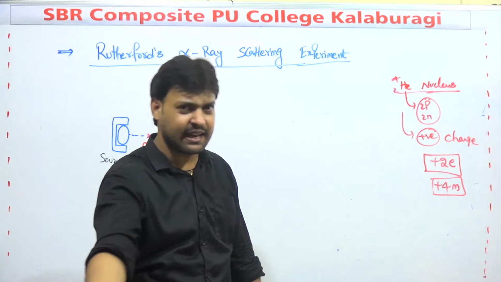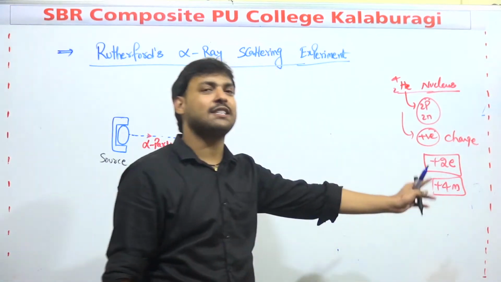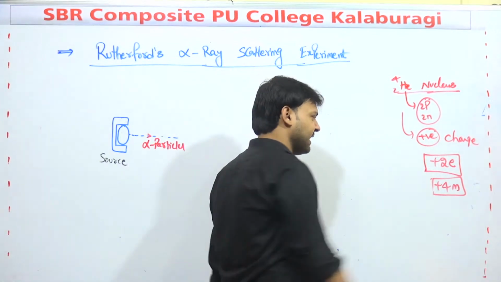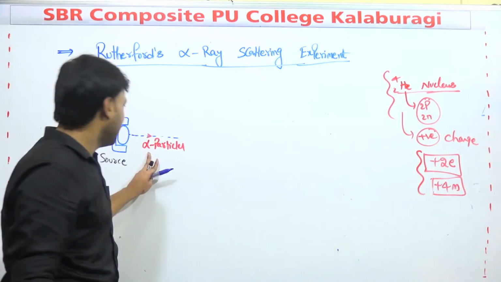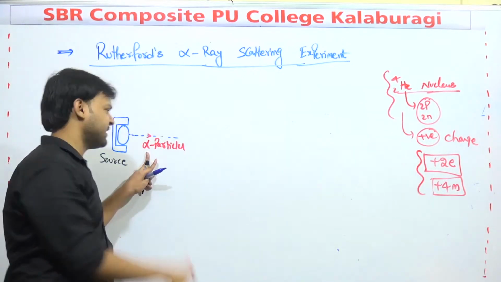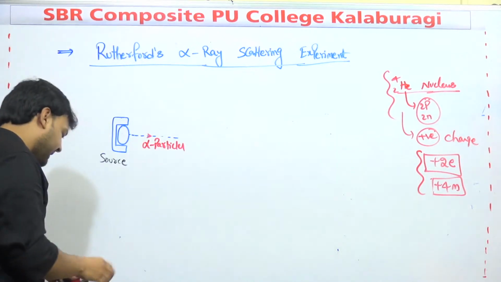We will discuss that in the nucleus chapter, how it will be 4 AMU, we call atomic mass unit. So all the things we will see later. Okay, so try to remember: helium nucleus, we call it alpha particles, positive charges. Now we are studying those alpha particles.